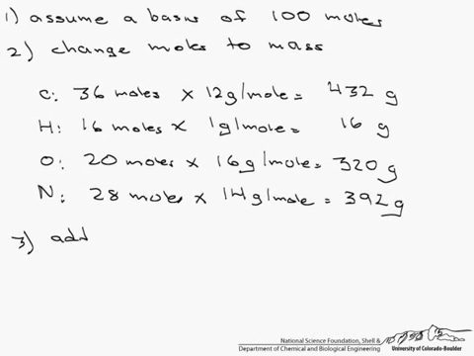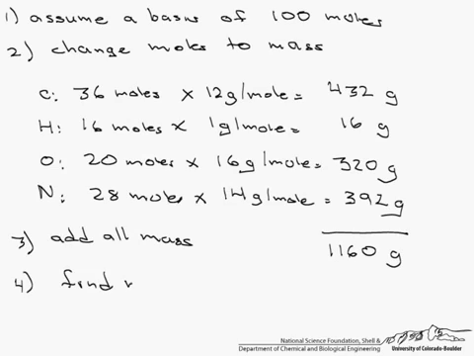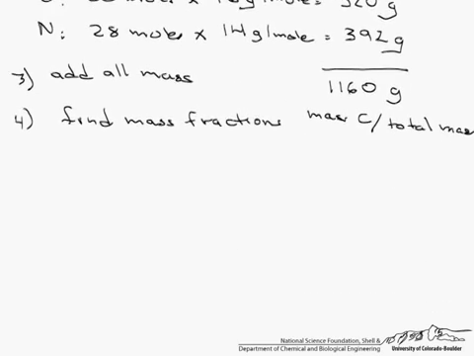Step 3, add all the mass together. And if you add all the mass that's in this 100 moles of our compound, we have 1,160 grams. And our final step is to find the mass fraction, which, for example, is the mass of carbon or hydrogen or oxygen or nitrogen over the total mass. So let's see what that looks like.